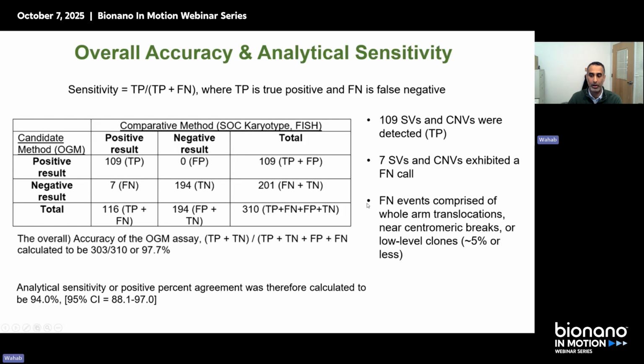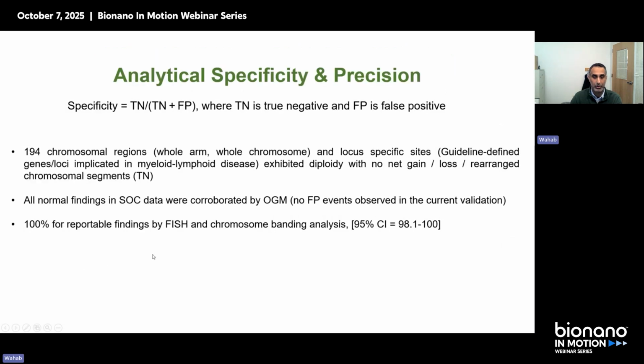It noted that there are some cases where the breakpoints were close to the pericentromeric region, or there were low-level clones involved. Those were the ones that were more in the false negative group. And so our overall positive percent agreement was around 94%, and overall accuracy was 97.7%.